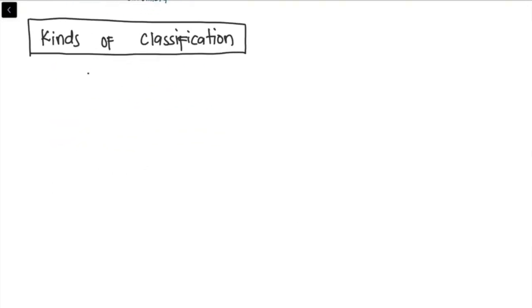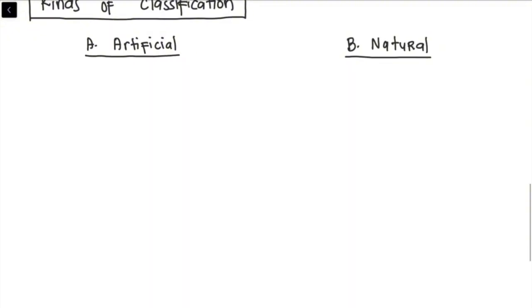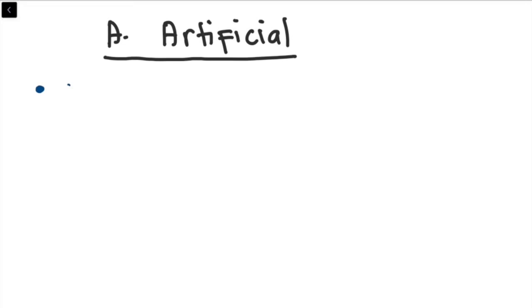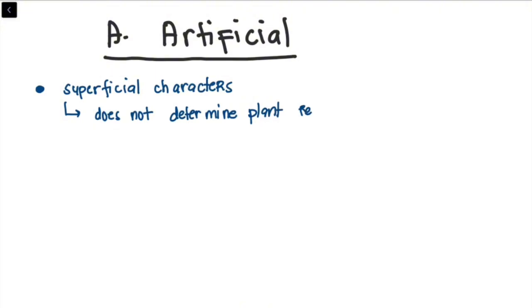So now we proceed with the different kinds of classification. So meron tayong tinatawag na artificial and then the natural classifications of plants. So dito po sa artificial, this is based on the superficial characters which do not show or determine the relationship of the plants. Okay, so superficial. So marami tayong classification then under the artificial one.